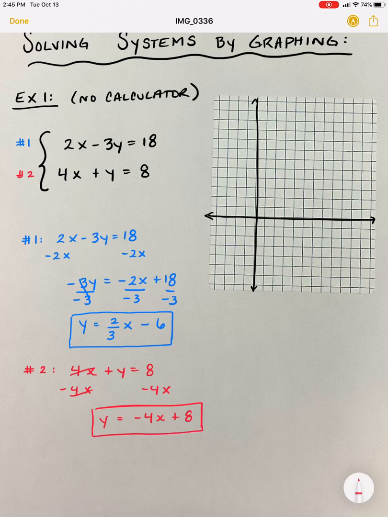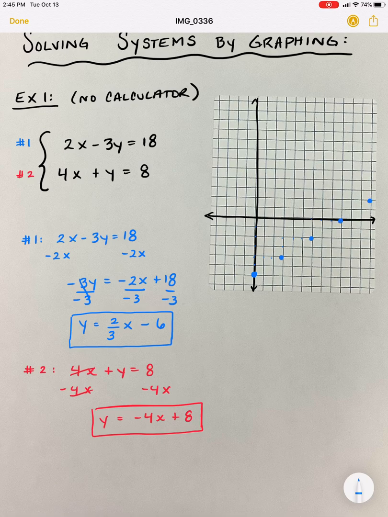So there's my two equations. Let's go ahead and graph the first one, which is y equals 2/3 x minus 6. All right, so y-intercept of negative 6. 1, 2, 3, 4, 5, 6. From here we're going to move up 2 and to the right 3. 1, 2, 1, 2, 3. So I'm going to continue moving the slope up 2 and over 3.